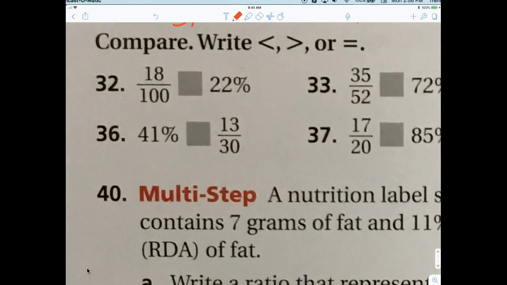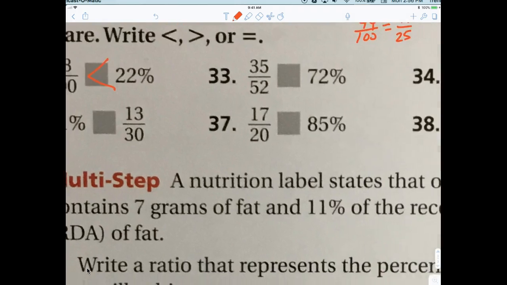Wow, 18 over 100. Shut up! What do we got here? 22% is greater than 18%. Right. Because 18 over 100 is what? 18%. All right.